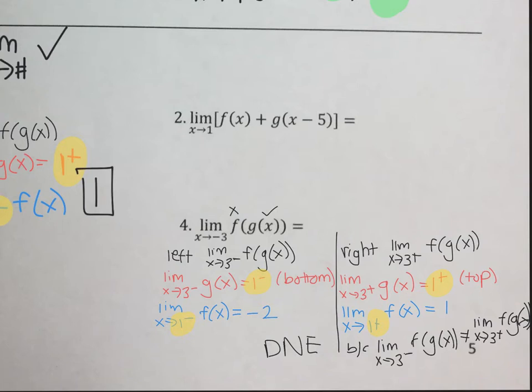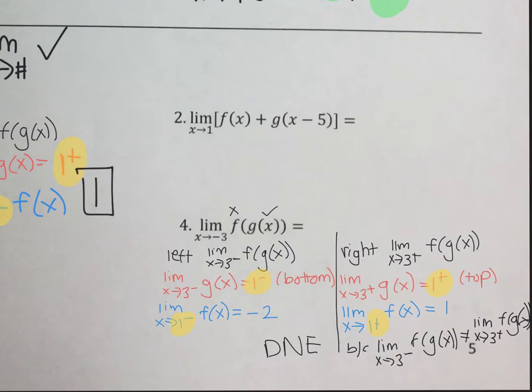And hopefully everything matches up. In the end, you realize that your left limit is 2 and your right limit is 1. And so because the two sides don't match up, for this number 4, your limit does not exist because your left limit does not equal the right limit. Okay, now we're going to do number 2.